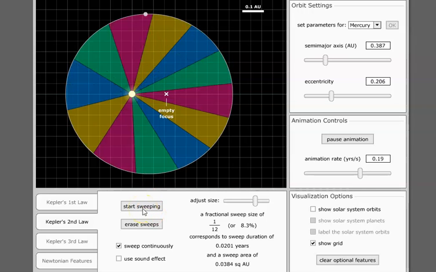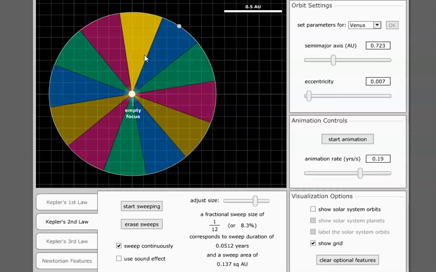And if we sweep out pie pieces for all 12 months of Mercury's orbit, all these pieces have the same area. And you can see that when it's closer to the Sun, the pie pieces' crust is longer, so it's going to travel faster. When it's further away, the crust is shorter, so it's going to travel slower. For Venus, because its orbit is nearly circular, all the pie pieces not only have the same area, but their crust lengths are almost all the same. So as a result, the speed of Venus in its orbit stays pretty constant.